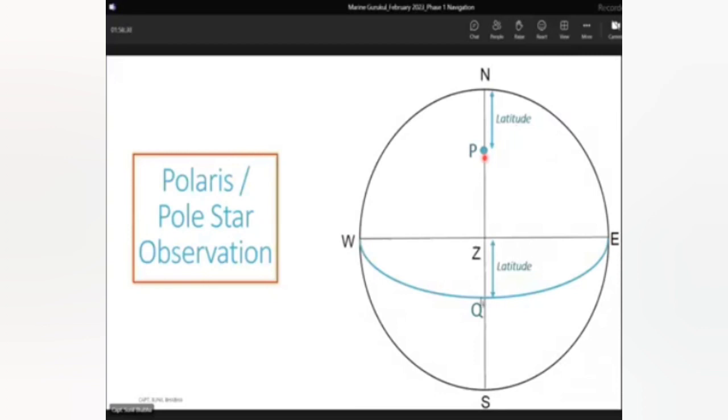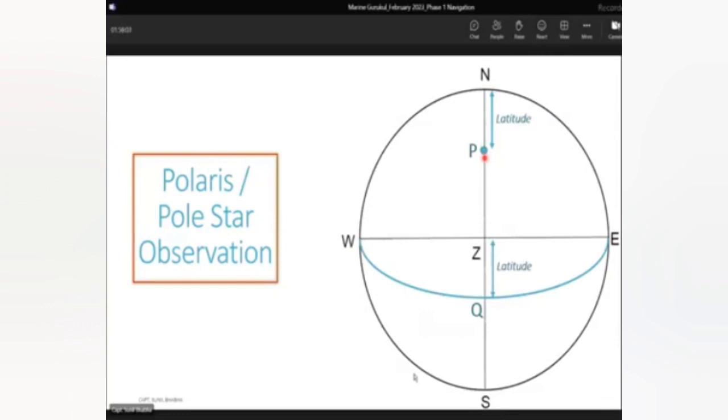Beta, ZQ is latitude. P to Z is 90 minus latitude. Z to N is 90. So 90 minus latitude, NP. It gives you latitude again. Did you get it? Okay, okay, sir.